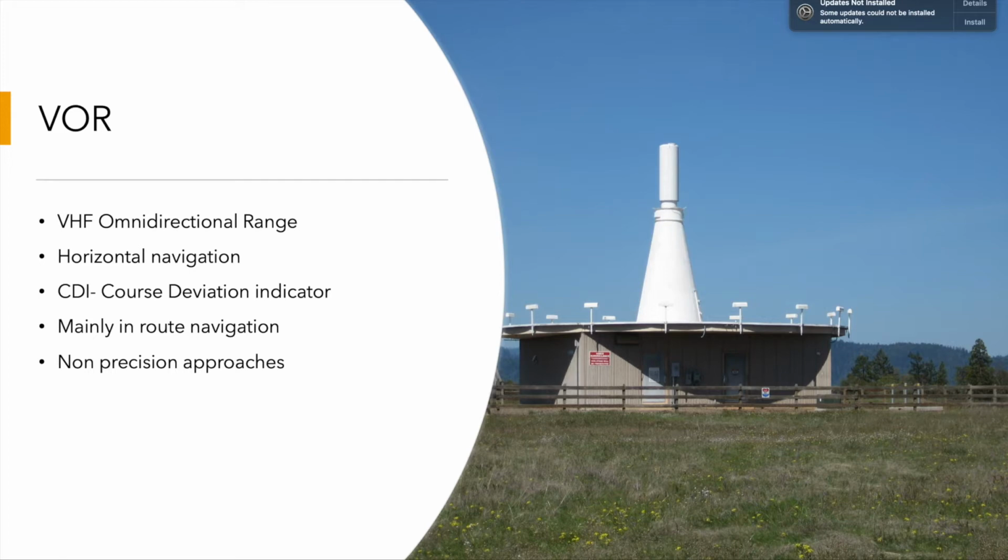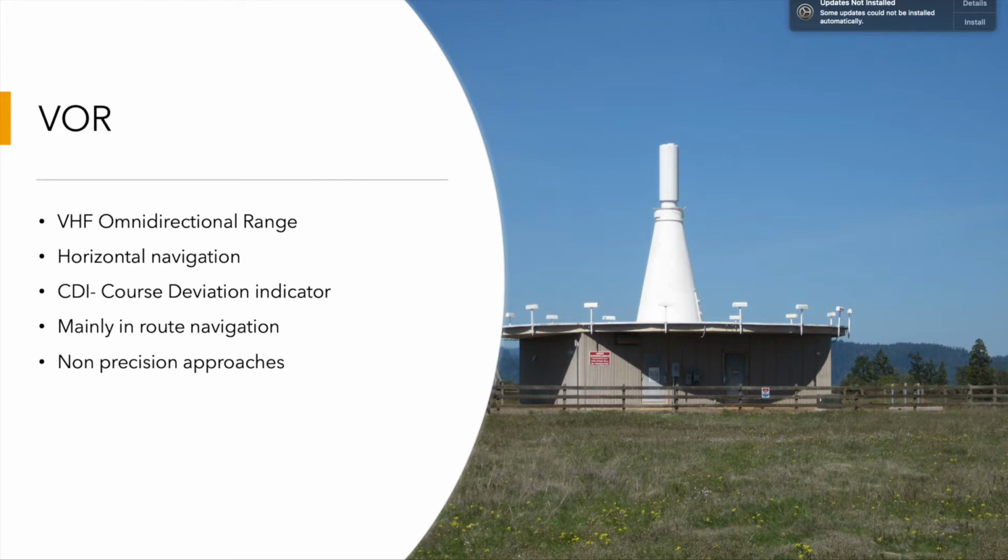the signals from that antenna. It's only for horizontal navigation. There's no altitude information that the VOR sends. The instrument that pilots read in the cockpit is the CDI, or the course deviation indicator, and most airplanes have some way of reading that in the cockpit. It's mainly for en route navigation and some non-precision approaches.